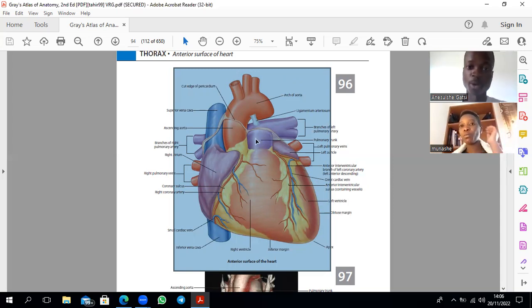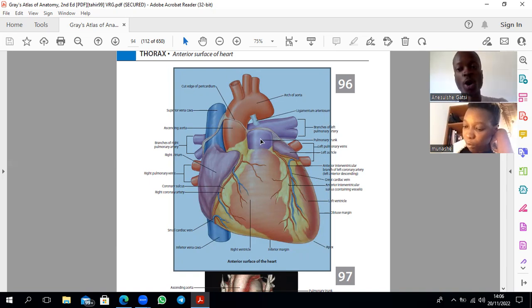This in purple here, we call it the pulmonary trunk. It will divide into a left and a right to go to the lung. So it divides into left pulmonary artery and right pulmonary artery. But these arteries are carrying deoxygenated blood towards the lung. Right. Then from the lung, we get pulmonary veins going back towards the heart. This time around, they go to the left side. They're carrying oxygenated blood.